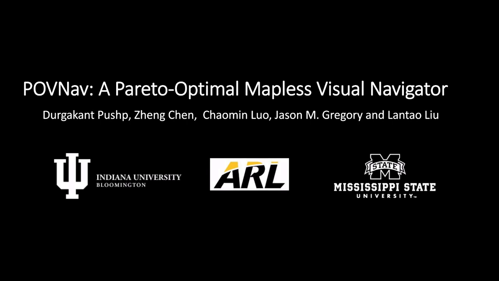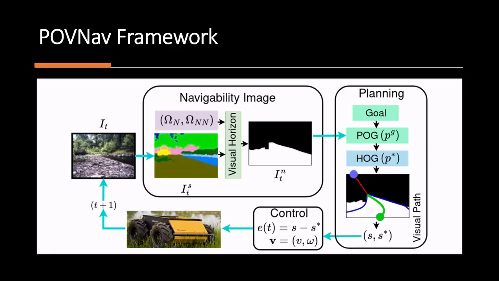Introducing the Pareto Optimal Mapless Visual Navigator, POVNav, a novel vision-based perception planning control framework. POVNav comprises two main components: the navigability image, providing an efficient representation of the real-world environment, and the visual planner, which handles competing navigation objectives by identifying a Pareto optimal visual sub-goal and generating navigation features for visual servoing. Let's understand each component in detail.